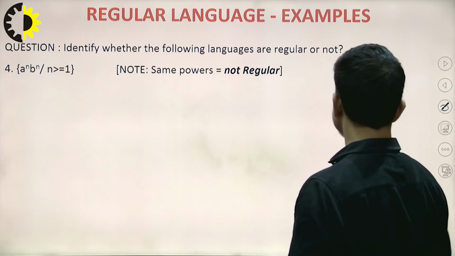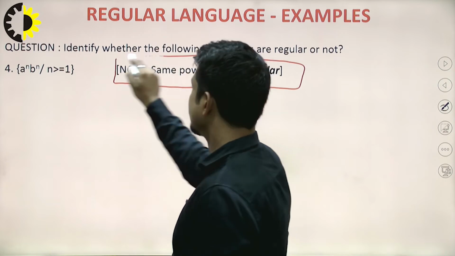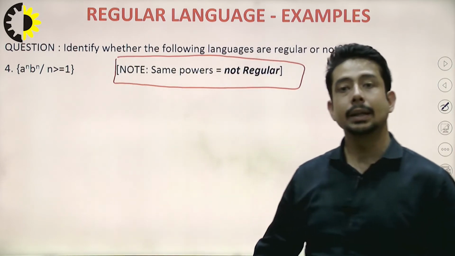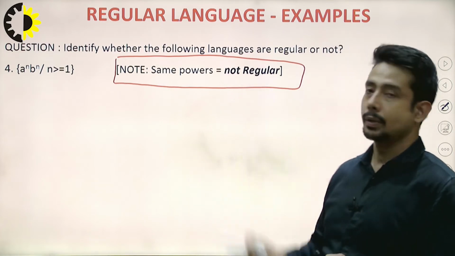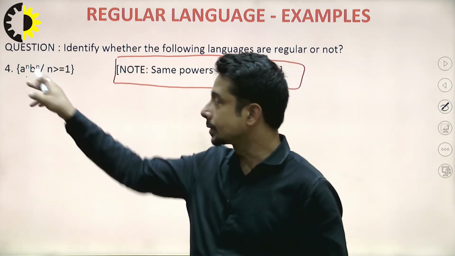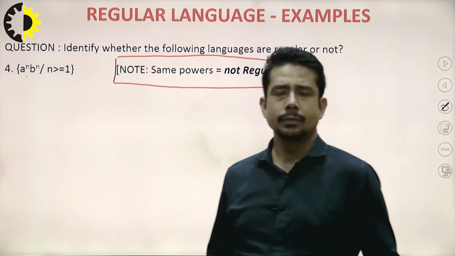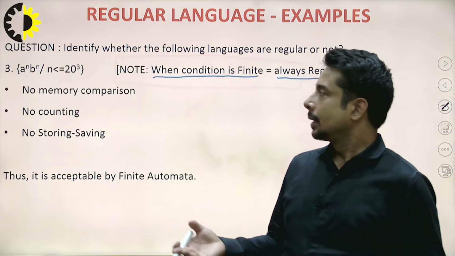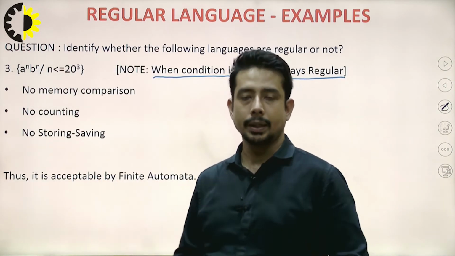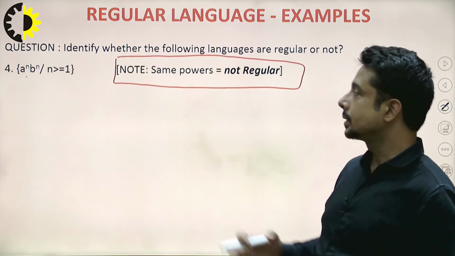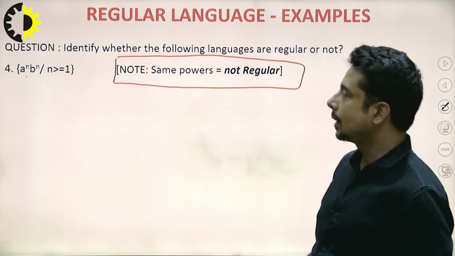This will be a point to be noted, that if the powers are the same and also the condition is infinite, then it will not be regular. I have already described this, that if a to the power n, and I haven't given that n can be anything. In this scenario, n was restricted to 20 to the power 3, so it was already finite. But here we cannot say what the limit on n is. n can be any value, correct? So if it is any value, it can be infinite also.